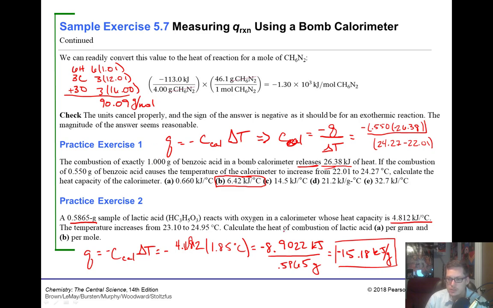Now we use this value. We had the negative 15.18 kilojoules per gram, and we're going to convert that to kilojoules per mole. So we draw our line, with grams in the bottom and 1 for the moles. Our molar mass was 90.09. We take that times our 15.18, and at 4 sig figs we get negative 1,368 kilojoules per mole. So that's the answer to part B.